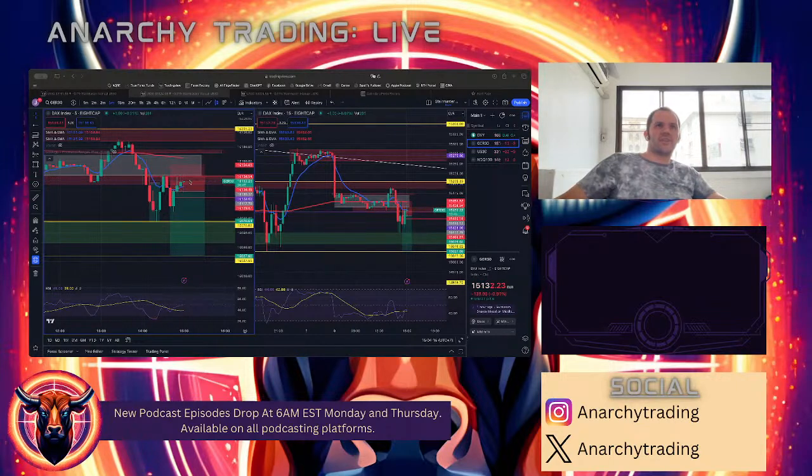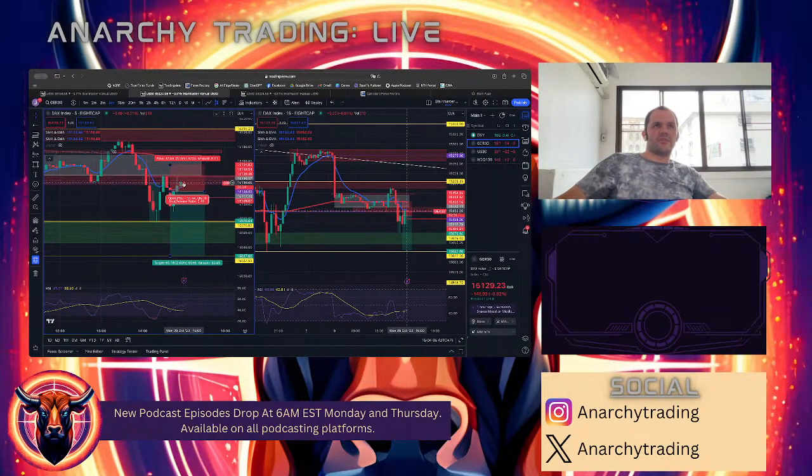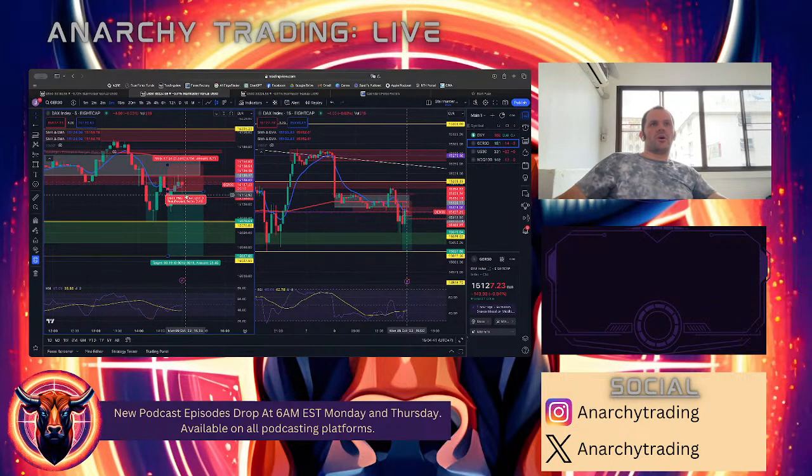Again, we're rejecting that red line. Price is trying, but every time it goes up there, it's been rejected. 15,140 is just not happy. It does not like it each time it goes up there. We have rejected this now on 3 different occasions. And each candle has rejected it, tested it, rejected, tested, rejected. Are we going to now break down?